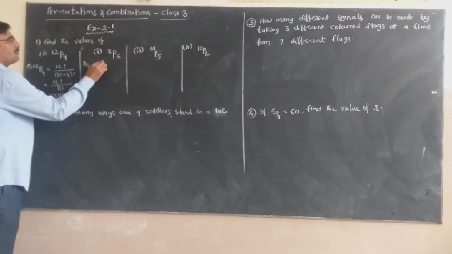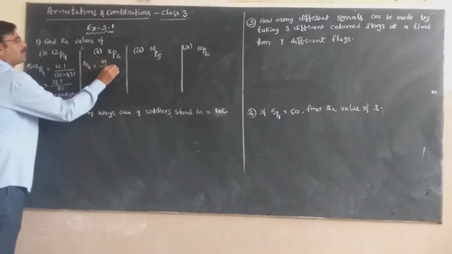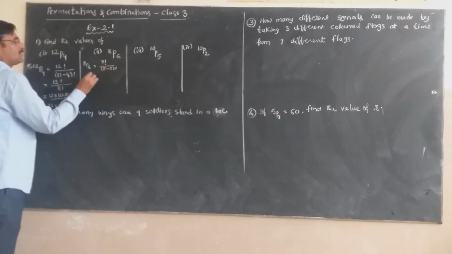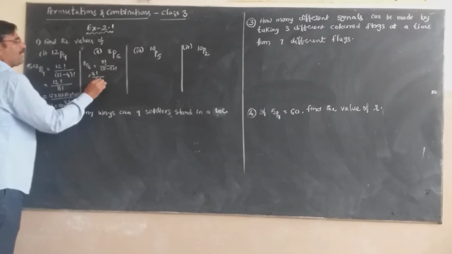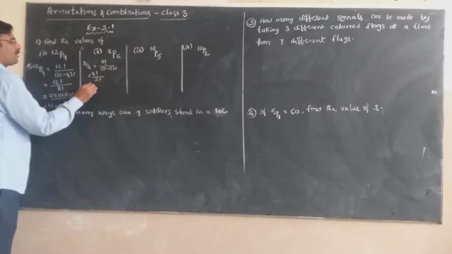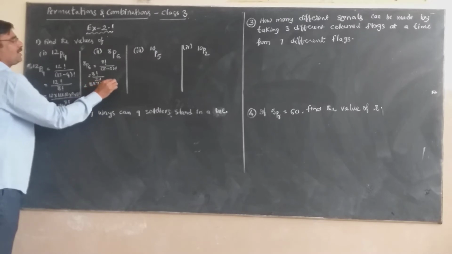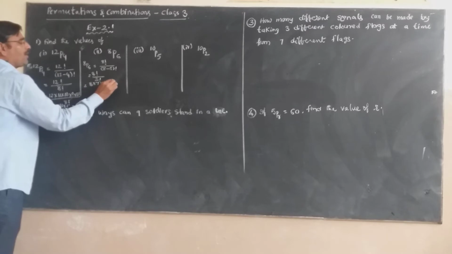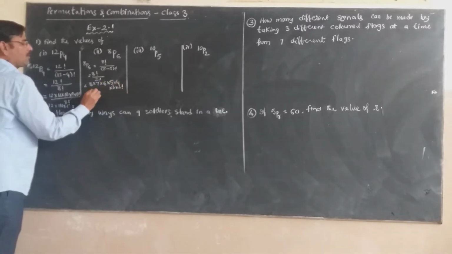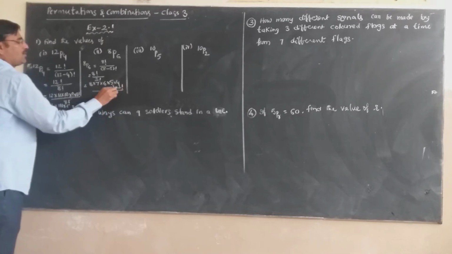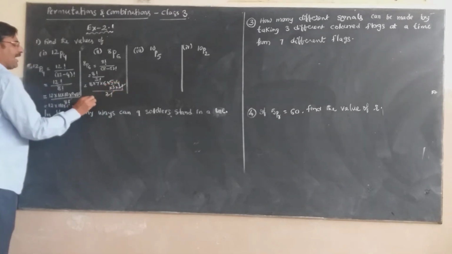Like this, you try to find 8P6, which is equal to 8 factorial by (8 minus 6) factorial. That is equal to 8 factorial by 2 factorial, which is 8 into 7 into 6 into 5 into 4 into 3 into 2 factorial by 2 factorial. 2 factorial gets cancelled and simplify this.